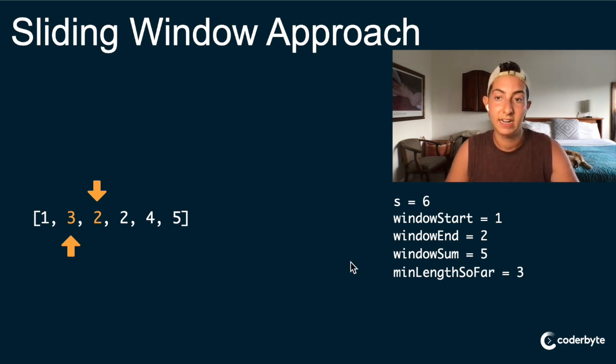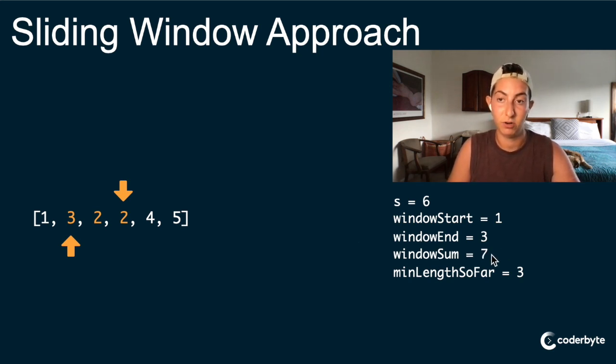And we check again. Is our window sum greater than or equal to 6, greater than or equal to S? It's less than, right? So what do we do? We grow our window, and so on and so forth. So let's do it for one more iteration until we get our actual answer. So we grow our window, we increment our window end. So window end is going to become 3 here. We add 2 and our window sum becomes 7.